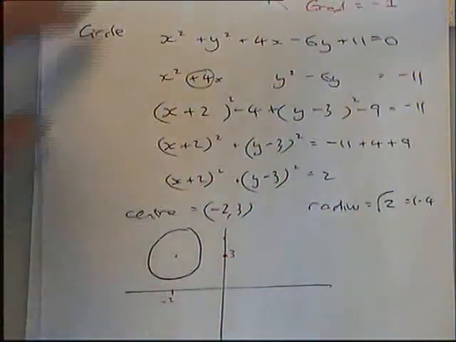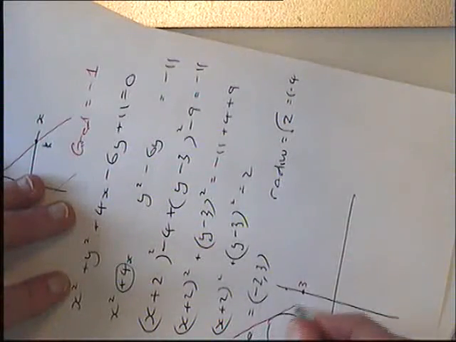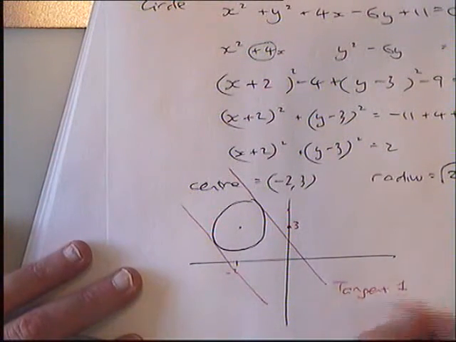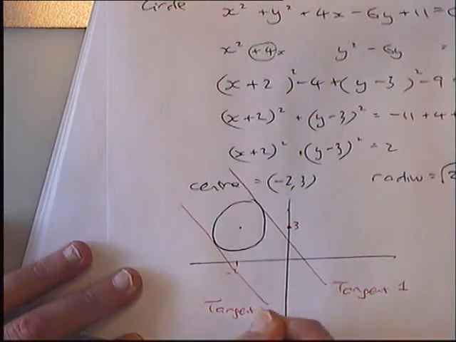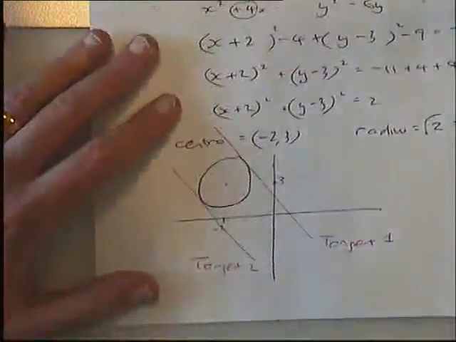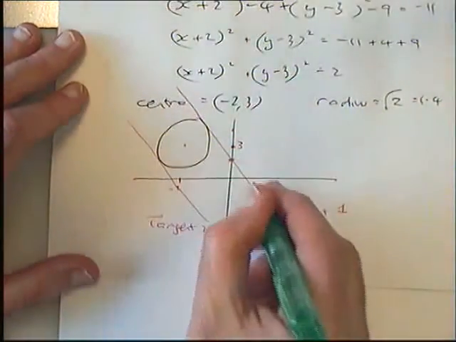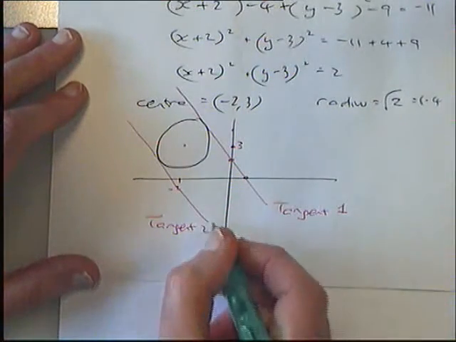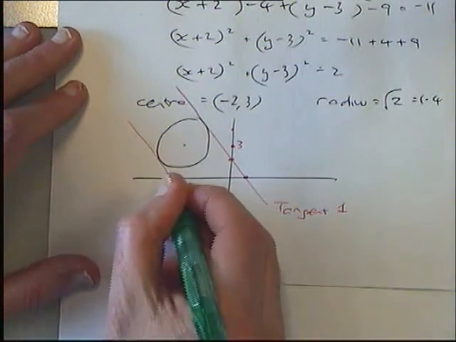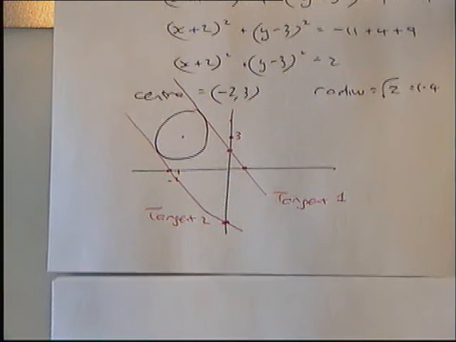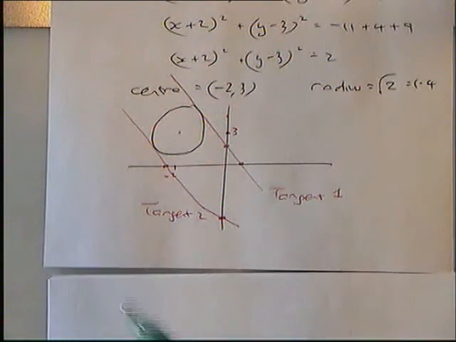So my two lines, I'm just going to rotate the paper so I can draw this. It's going to be sort of there and there. Those are my two tangent possibilities. Let's call that tangent 1 and this one here tangent 2. Those are the two possible tangents. So I'm either going to have a k value here and here, or, if I extend that, a k value here and here. So I've got to work out these things here.